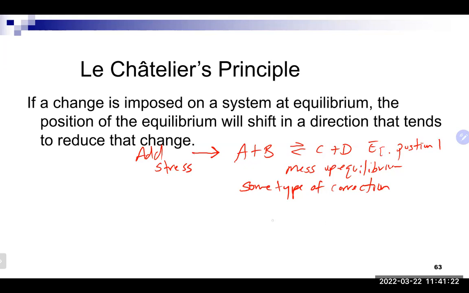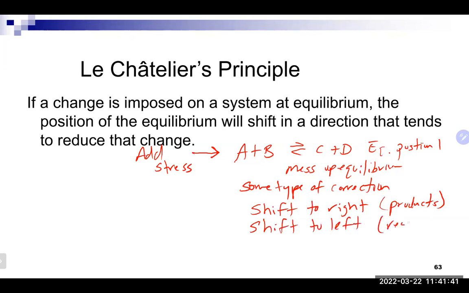The type of correction will sometimes be referred to as shifting to the right, which means we need to make some more products to get back to equilibrium. It will sometimes shift to the left, which would mean we need to make some more reactants to get back to equilibrium. Or we may even have a situation where, even though we added a stress to the system, there will be no change. So even though we did something to it, overall it will cause really no effect on equilibrium.